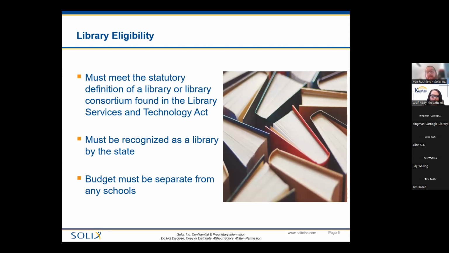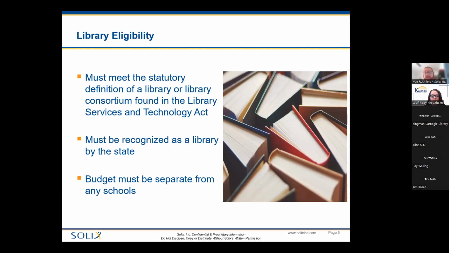So what makes a library eligible for E-rate? I know you're thinking, well, I'm in the library, I look around, books everywhere. Doesn't this qualify? Probably, but that's not really what does it. To be an eligible library under E-rate, you have to meet the statutory definition of a library or a library consortium as determined by the Library Services and Technology Act. The most important thing here is that you are recognized as a library by the state.